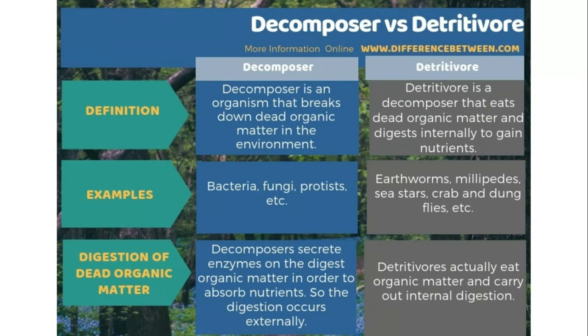Decomposers or detritivores. A decomposer is an organism that breaks down dead organic matter into the environment, while a detritivore is a decomposer that eats dead organic matter and digests it internally to gain the nutrients. So what are some examples of each? Examples of decomposers are bacteria, fungi, and protists. Those we typically think of as breaking down dead organisms, returning the minerals and nutrients into the soil. Whereas detritivores pass it through their digestive system, and those are going to be your earthworms, millipedes, sea stars, crabs, stoneflies, and so on.